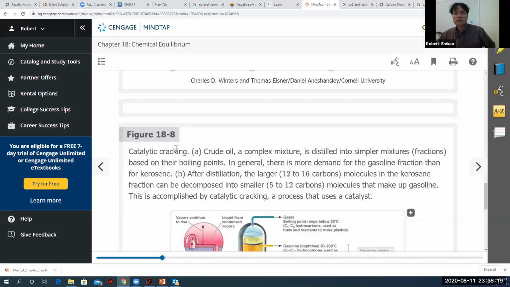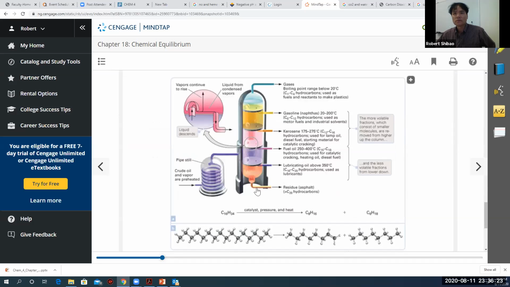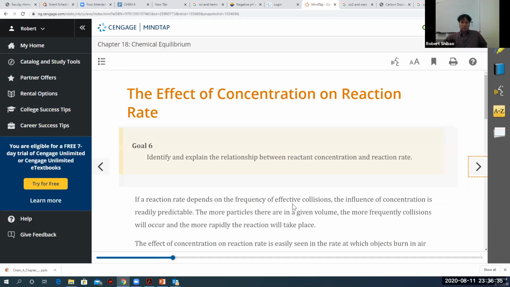Catalytic cracking is also getting reactions going. This is breaking up the big molecule into smaller molecules with a catalyst. Cracking, I guess. It's breaking up the big into smaller.